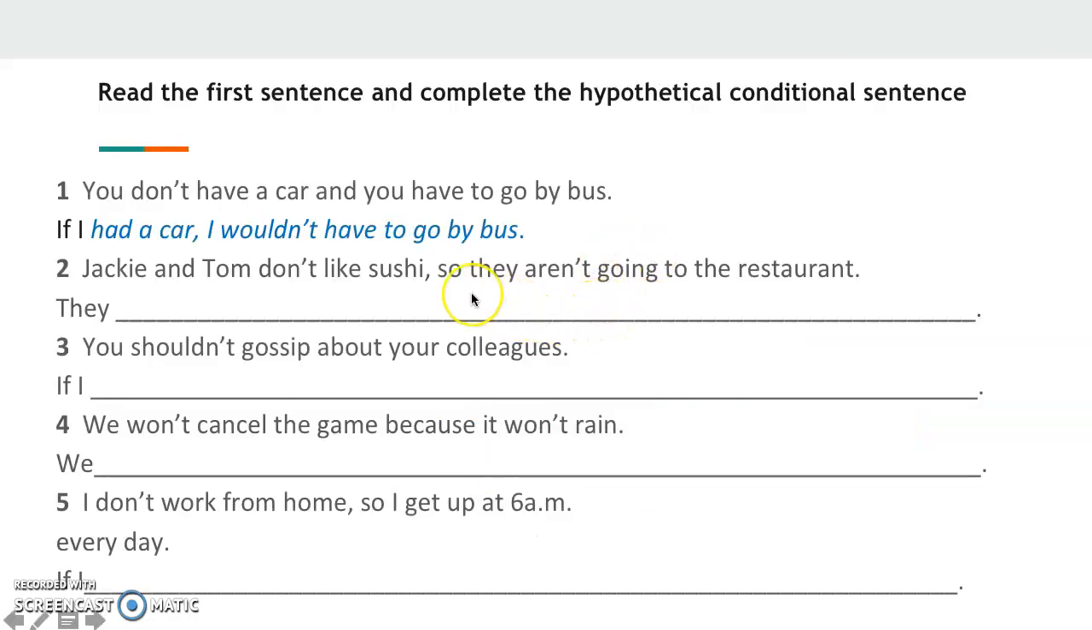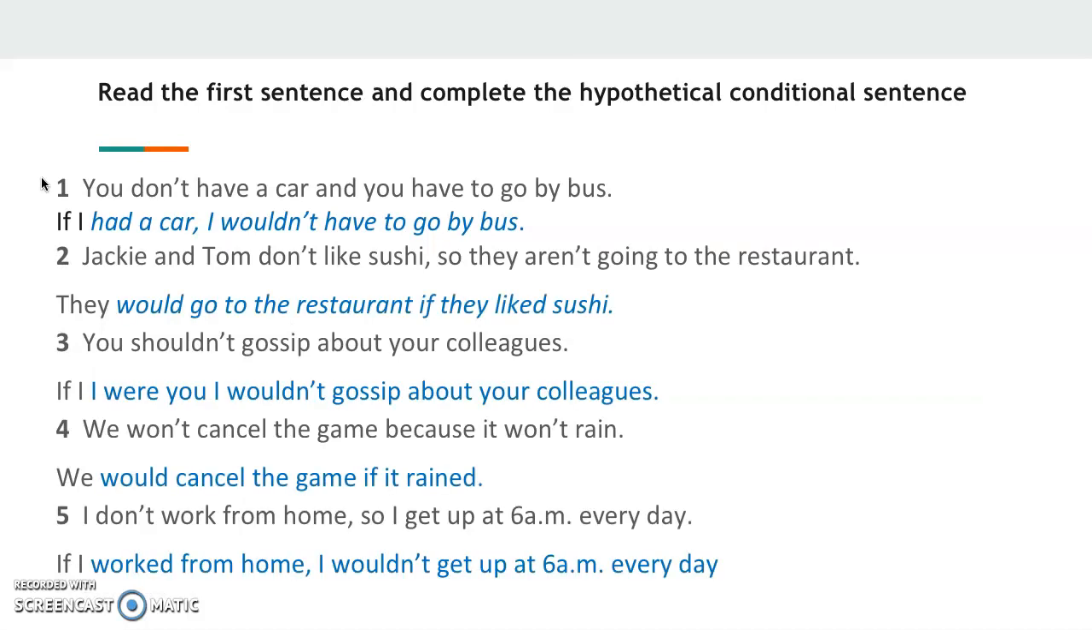Now, let's do this example. Read the first sentence and complete the hypothetical conditional sentence. Like in the example, you don't have a car and you have to go by bus. What would you say? If I had a car, comma, I wouldn't have to go by bus. Now write this sentence. Pause the video. Did you do right? Check the sentences.